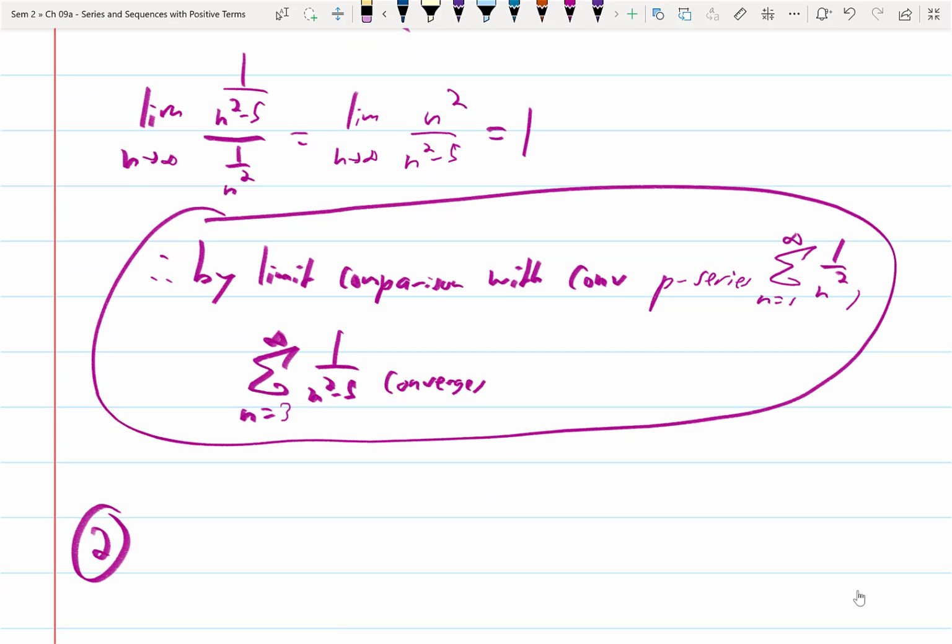Let's do a couple more examples. Actually, we're going to do about 5 more examples. We're going to try to squeeze these in. The sum from n equals 1 to infinity of 1 over n plus 5.